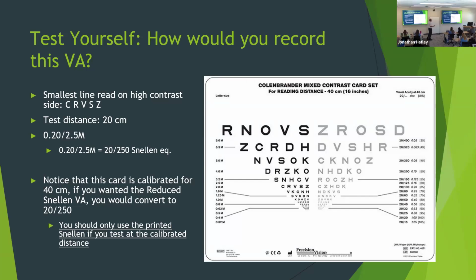If for some weird reason you decided you want to record these in Snellen, which I do not advise, then you would have to double your acuity. So in this case, 2.5 M is equivalent to 20 over 125 if the chart is held at 40 centimeters, but since it was held at 20, we would have to double the size to 20 over 250, which is where we were before.